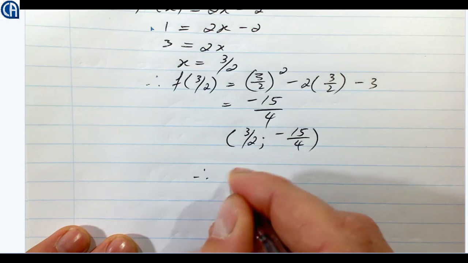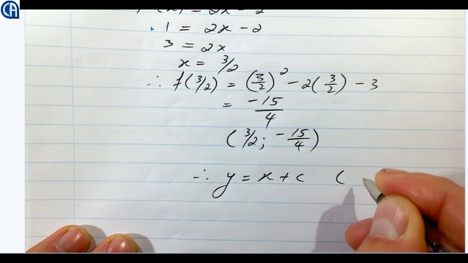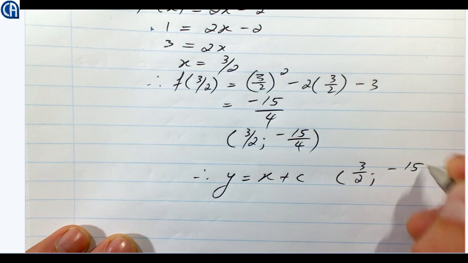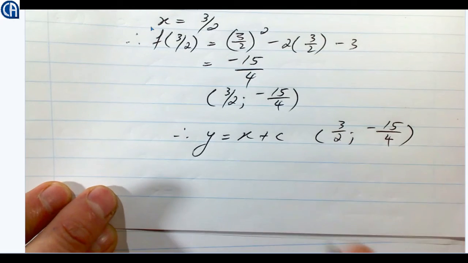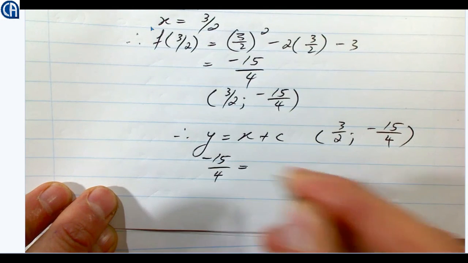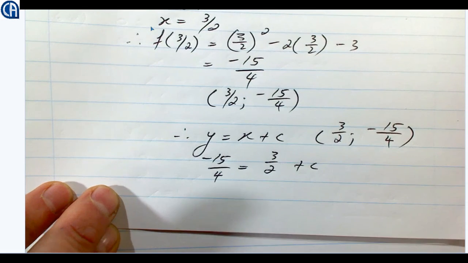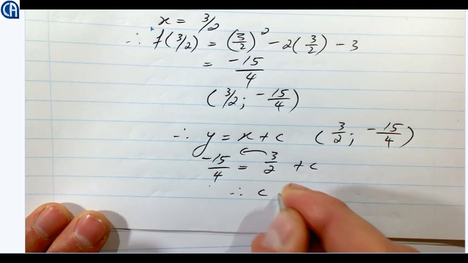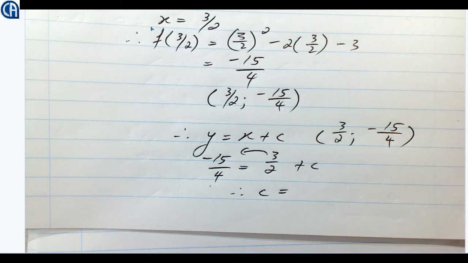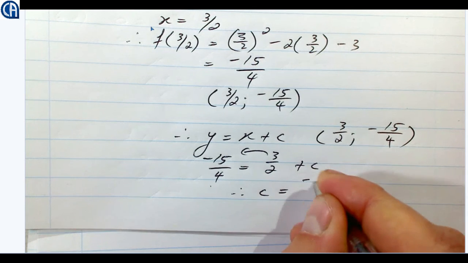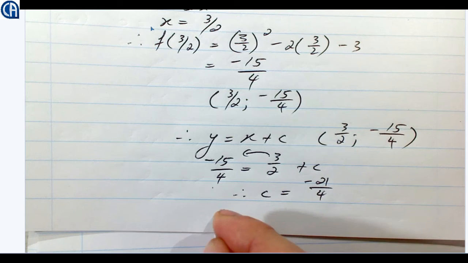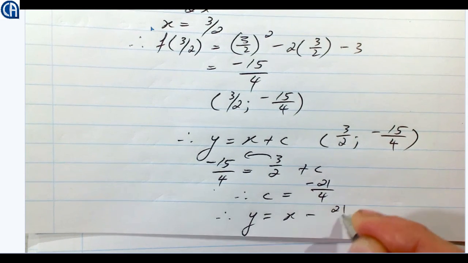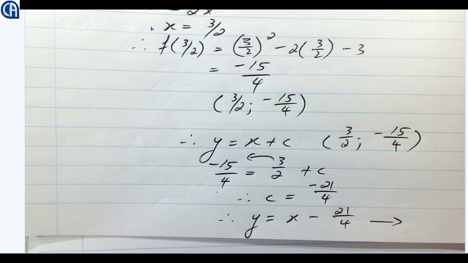So the equation then would be y equals x plus c, and the point of contact is 3 over 2 and minus 15 over 4. So the y value becomes minus 15 over 4, the x value is 3 over 2, plus c. So minus 15 over 4 minus 3 over 2, I think that's minus 21 over 4. There we go, minus 21 over 4. So therefore the equation then becomes y equals x minus 21 over 4. Alright, there we go.